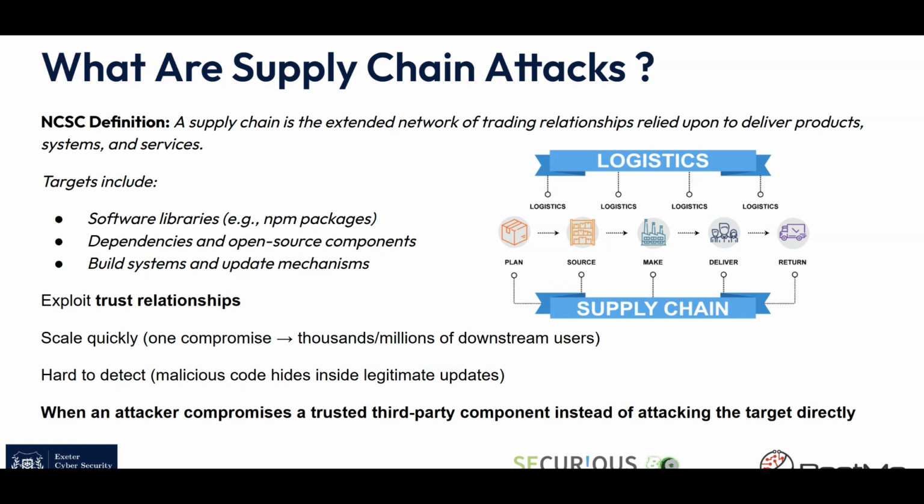What are supply chain attacks? The definition from the NCSC is that a supply chain attack extends the network of trading relationships relied upon to deliver products, systems, and services. What does that mean, basically? Instead of attacking the end product, instead of attacking an employee's computer, you attack when the computer is being made, before it's actually in the end user's hand. Why is that better? Because nowadays there is way more security on the end product than when the product is created or put together.